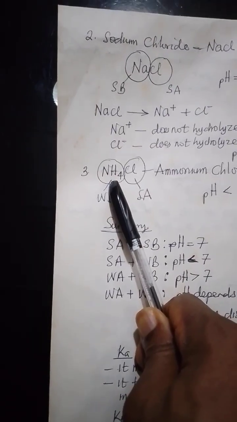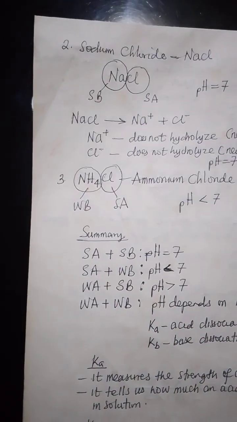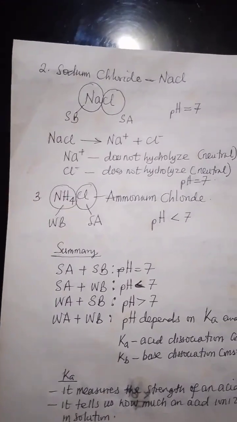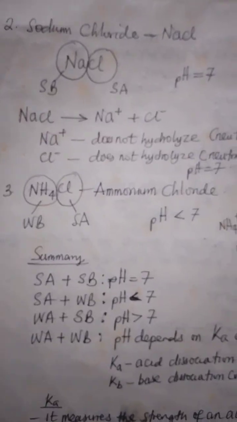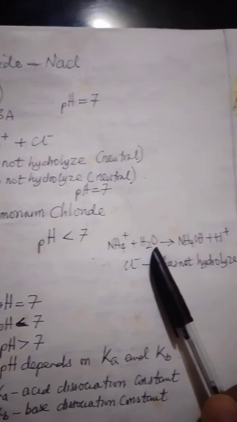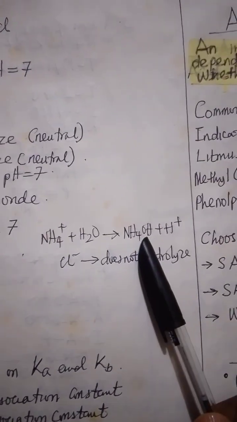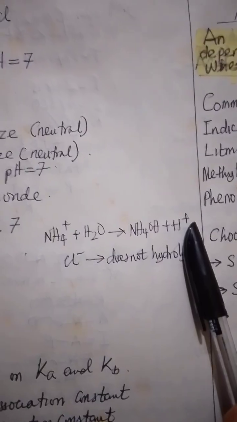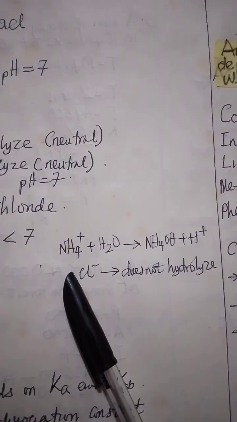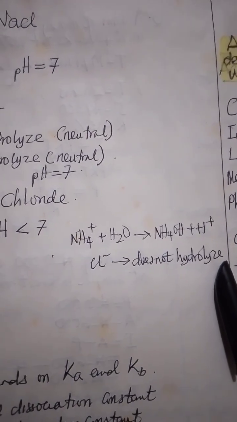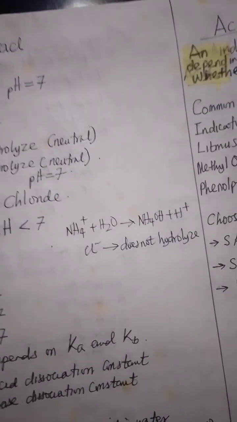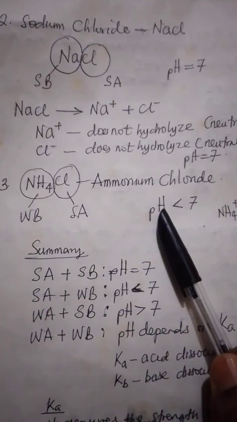NH4 plus hydrolyzes to form H plus. Okay, so NH4 plus water will give you ammonium hydroxide plus H plus. So it hydrolyzes to produce H plus. Cl minus does not hydrolyze, so it's neutral. So the resulting solution becomes acidic because of the presence of the H plus. So then pH is less than 7.